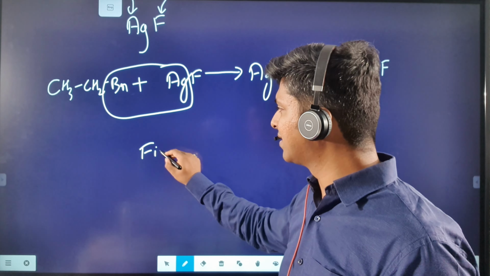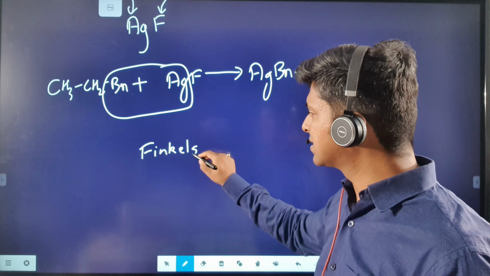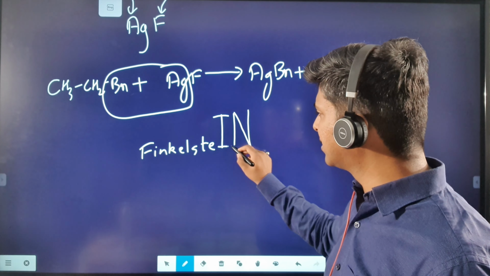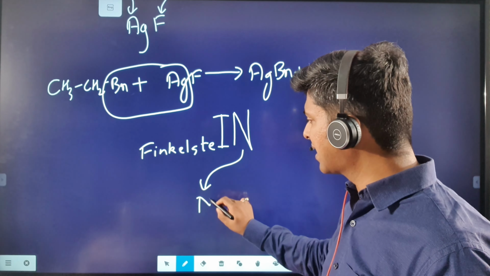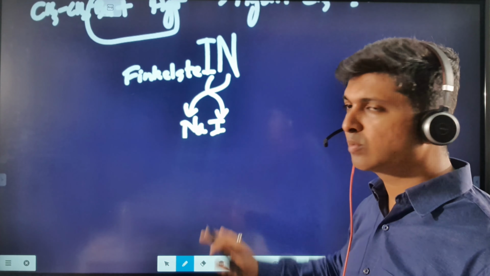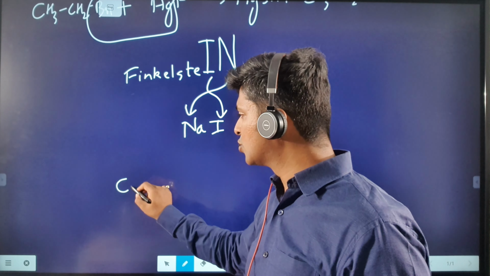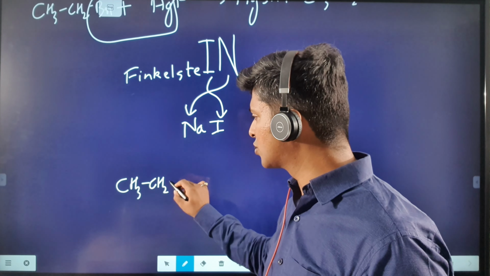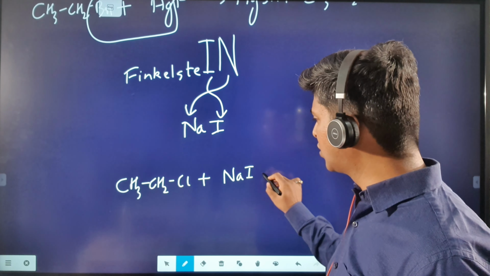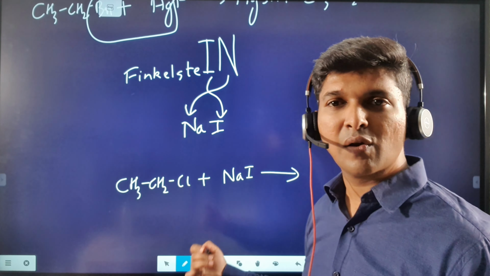Then we have the Finkelstein reaction. To remember Finkelstein, I'm going to write the last two letters, capital I and N. N stands for Na, I stands for iodine. Basically one of the reactants has to be sodium iodide. So this time we use CH3CH2Cl and NaI. You can use any haloalkane here except an iodoalkane.